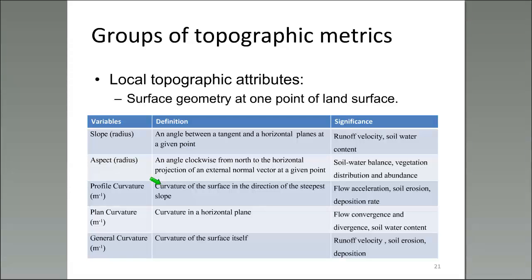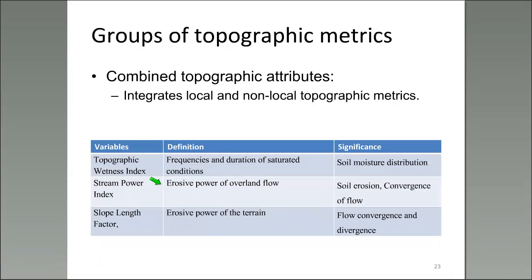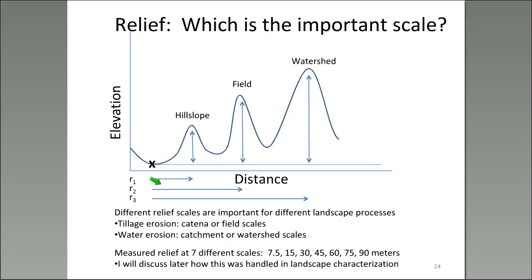So this is a listing of the local parameters that we measured in our DEMs: slope, aspect, and various forms of curvature. This is a listing of non-local attributes, including flow accumulation, positive openness, and various types of measurements of catchment. And then these are some of the combined attributes. So in all, we had 15 attributes.